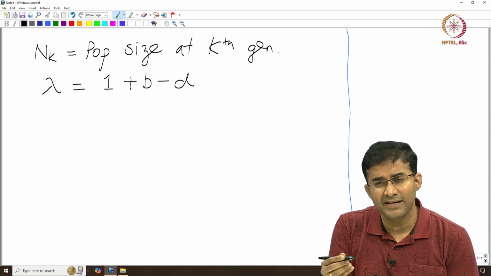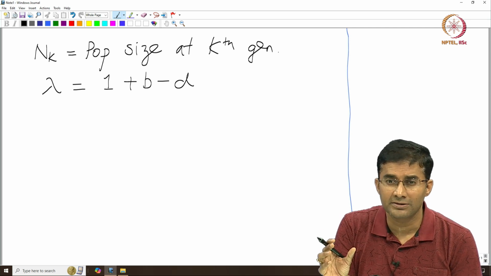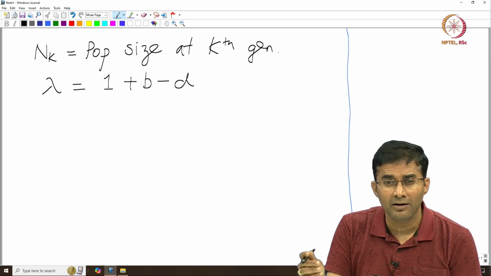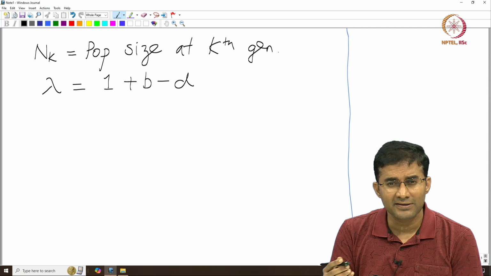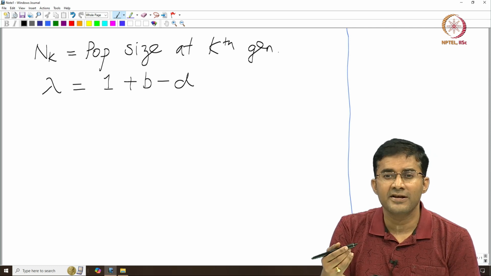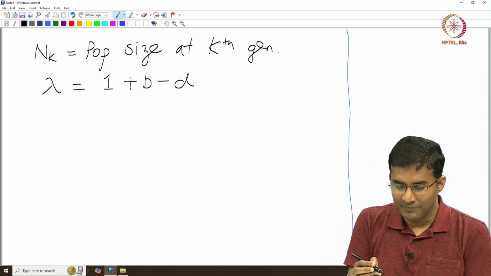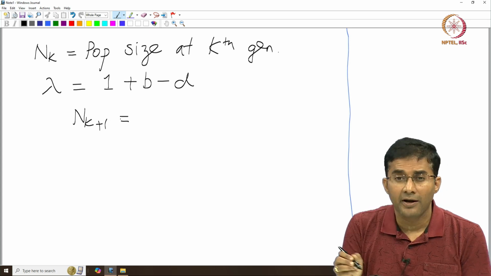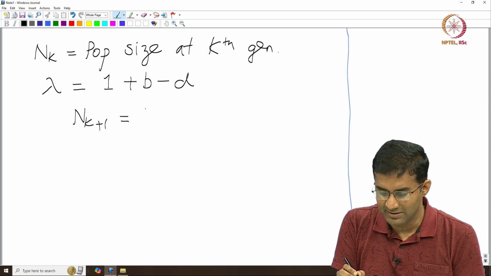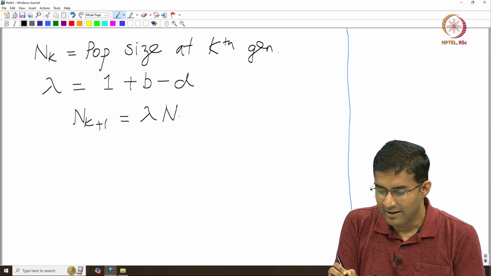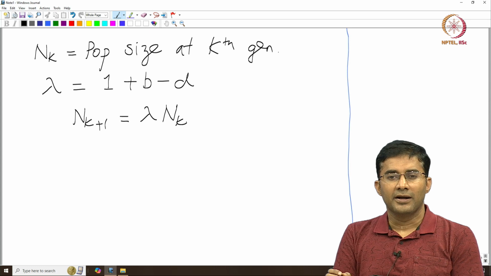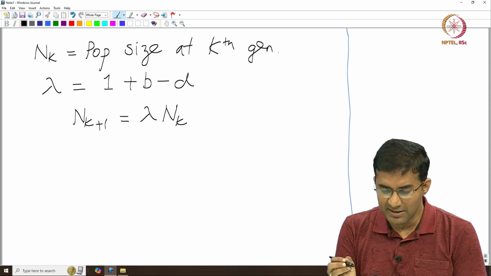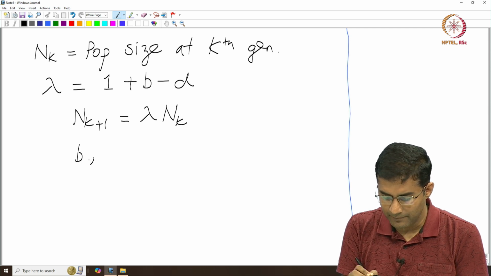D should be thought of as a probability per unit time. In this case, unit time is 1 generation, therefore d varies between 0 and 1. Whereas b is a per capita birth rate, it is the number of offspring on an average that an individual produces. And with these definitions, we found that the number of individuals in the k plus 1th generation is given by lambda times the number of individuals in the kth generation. Okay. So, the key assumption here was that b and d were constants.